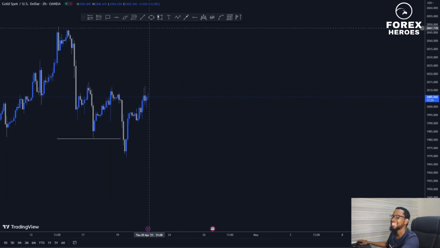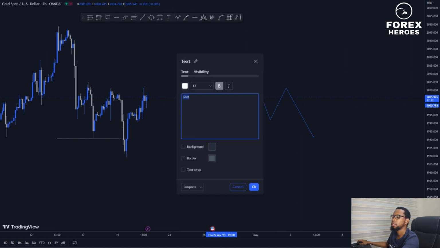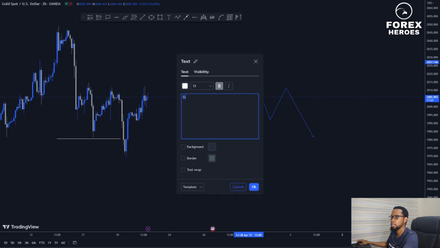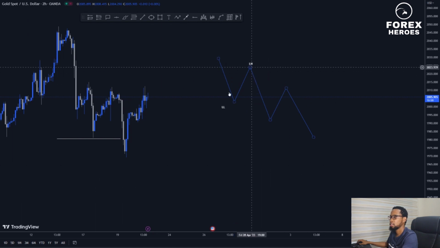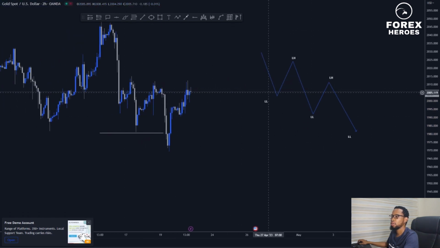You know what the rule says about a downtrend? It says the market will break the lower lows and respect the lower highs, right? So this will be lower low, lower high, right? Yes, lower low. See? So what happened here? We're having a similar thing.